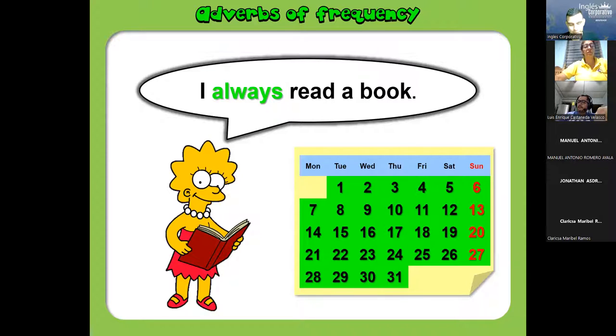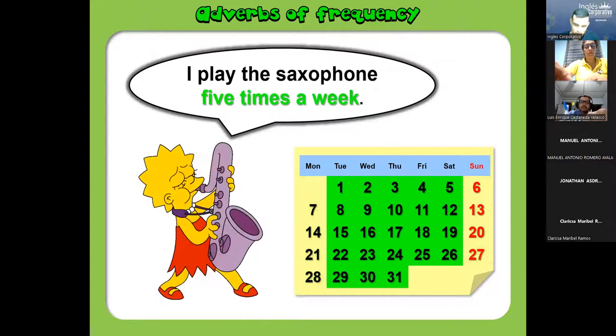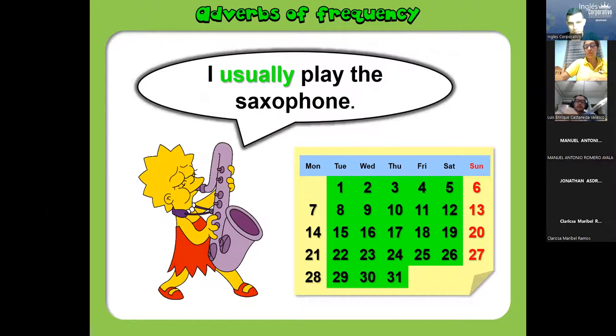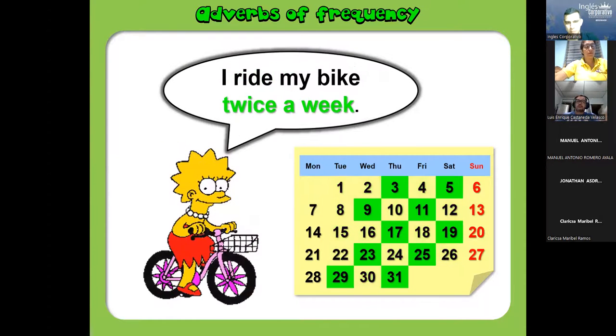Ok, algo muy importante es la posición del adverbio de frecuencia. Ok, que va antes del verbo. Los adverbios van antes del verbo. Así es. Ok, tenemos usually, este dijimos que era como un 80%. Ok, I usually play the saxophone. I ride my bike twice a week. ¿Saben qué significa la palabra twice?